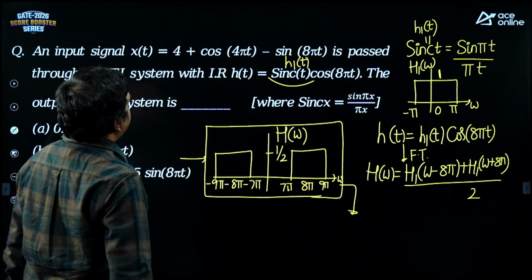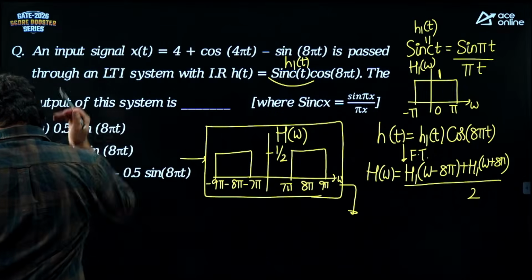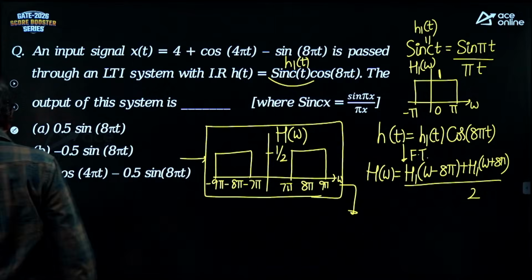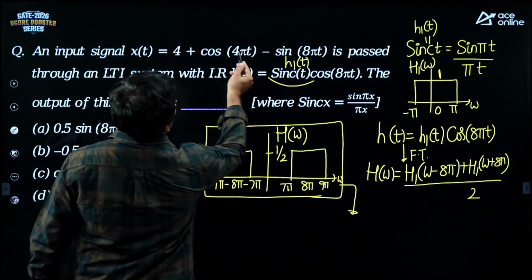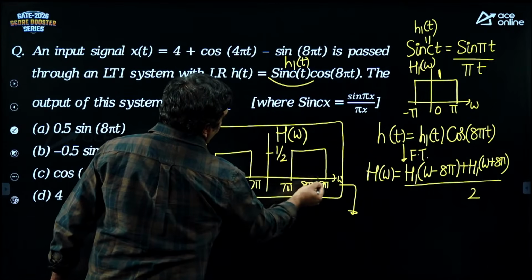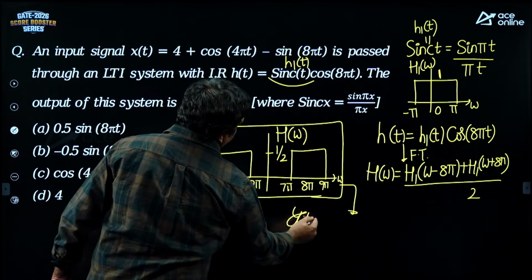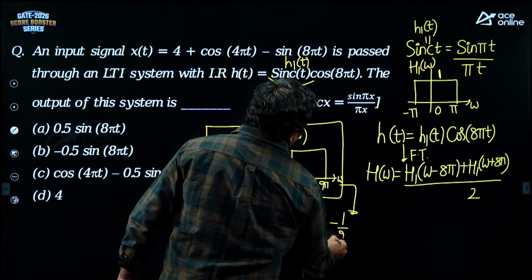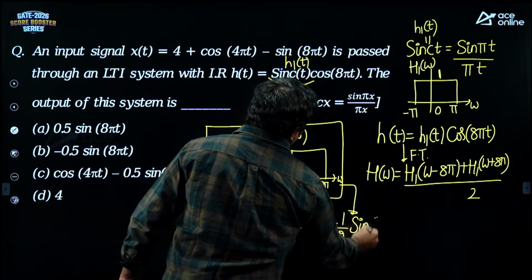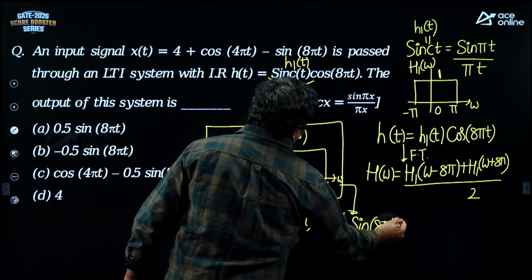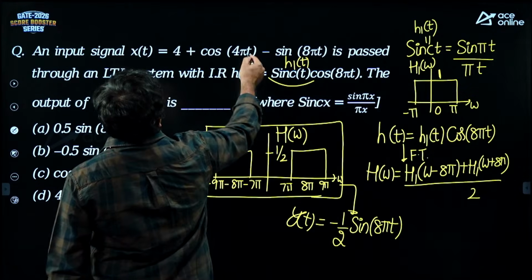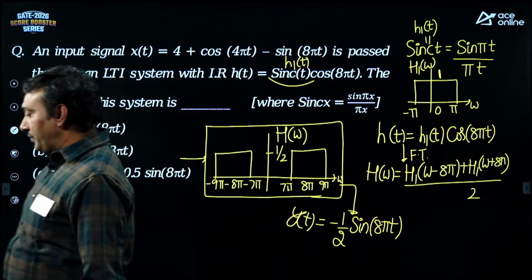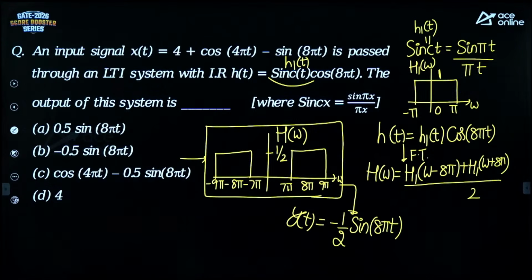So what is the output result? On the input side, what are the numbers we have? Input side 4, 4 pi, 8 pi, but our filter is passing only 8 pi with amplitude scaling of 1 by 2. Already it is minus 1 amplitude multiplied by 1 by 2. Minus 1 by 2 sin 8 pi t.